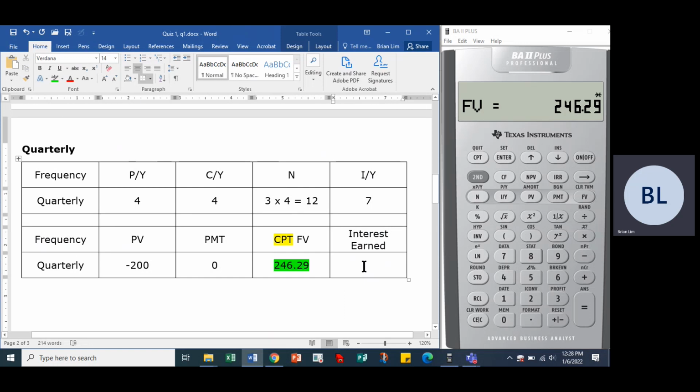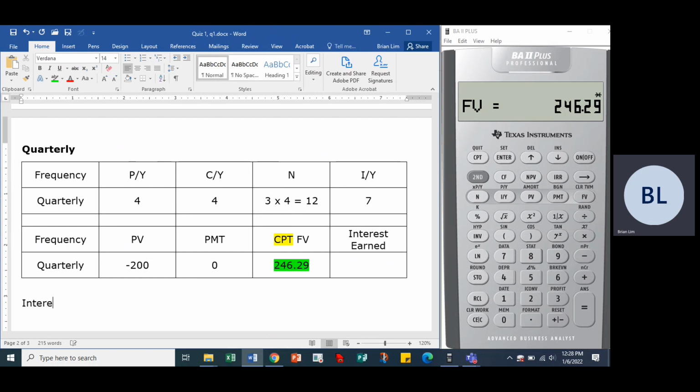The interest earned, like I told you before, it's what the future value. All right, let's do it outside here maybe. Let's come down and put the interest earned is equal to what? Yeah, it's equal to the future value minus the present value. In this case, it's what?